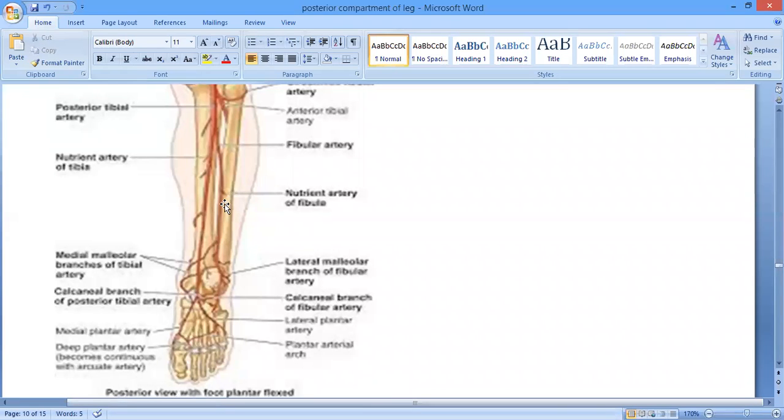After that, children, here you can see that it is going to give the medial malleolar branches, okay, which are going to make anastomosis over the medial malleolus. Okay, here these medial malleolar branches come and, with the other arteries, are going to make the anastomosis over here. Then it is going to be the calcaneal branches. Okay, these calcaneal branches are going to be anastomosed again with the calcaneal branches of the other artery, and then of course it is going to divide into 2 terminal branches. As you can see, the medial plantar artery and the lateral plantar artery.